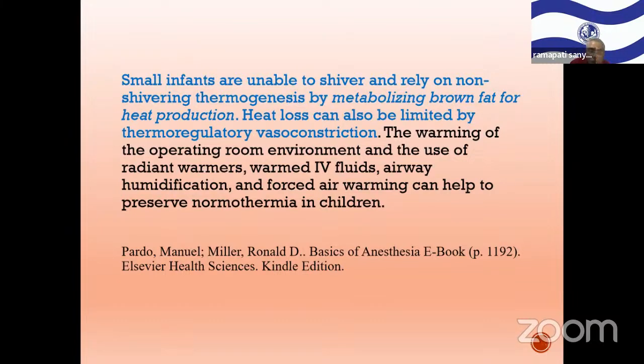And we have also seen that the surface area is much larger relative to the body weight. So the ratio of surface area to body weight is much higher than in an adult. Therefore, the heat loss is also maximum. The second thing is immature sympathetic regulation. That means the sympathetic system is immature. Therefore, vasoconstriction does not happen to a desired or protective extent.